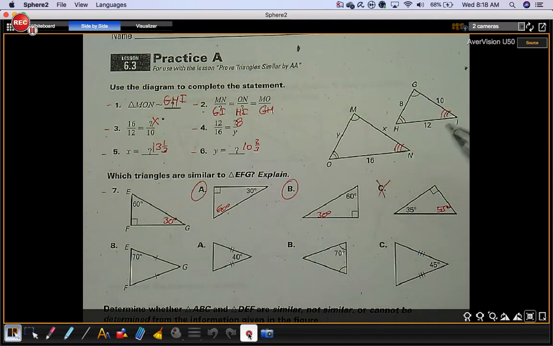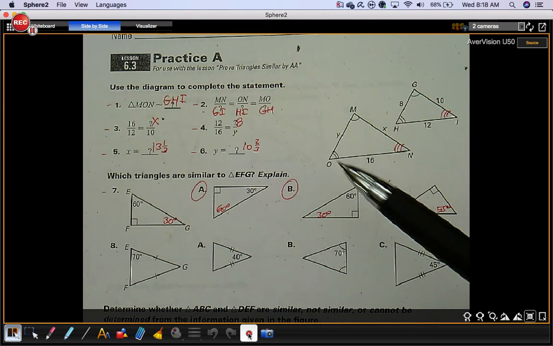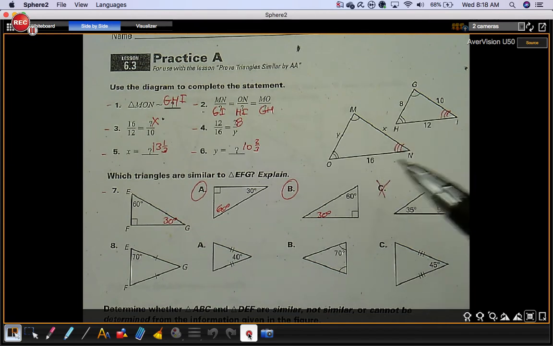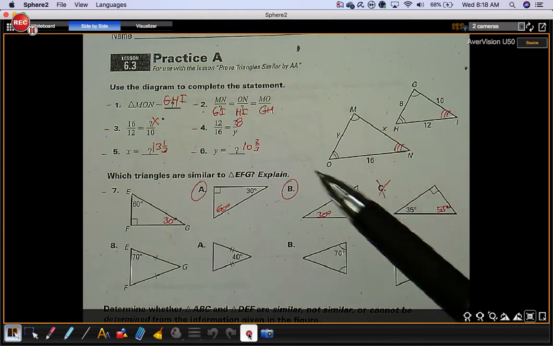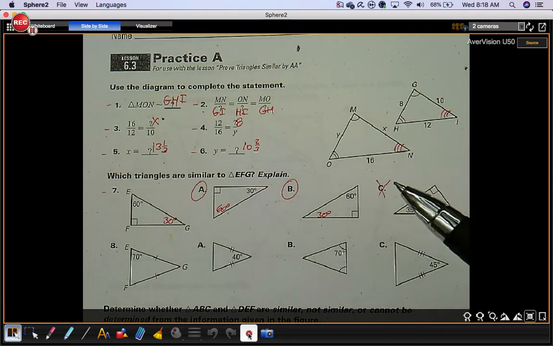So this third pair of angles needs to be congruent as well, and then these corresponding sides are proportional, meaning that this ratio y to 8 is the same thing as x to 10. And that's the same thing as 16 to 12.